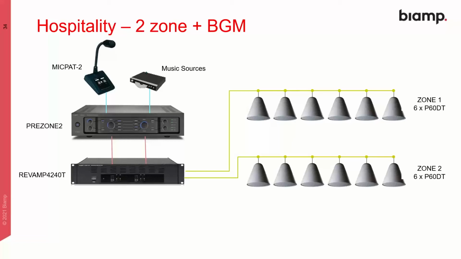And then when you activate the paging, the music is muted and replaced by the sound from the paging mic, obviously with a chime initially if you want that to be there as well. With this application, with pre-zone 2, you can also note that you can add wall panel controls to allow you to adjust the music level and the music source if necessary.